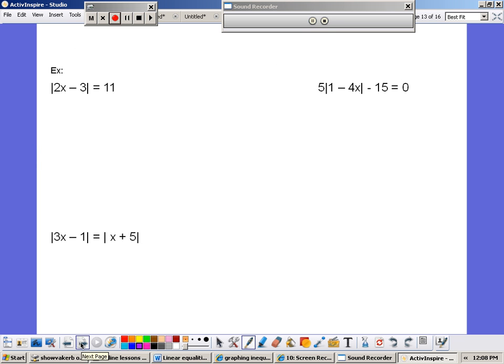The absolute value is already by itself, so I split it in half. I write 2x minus 3 equals 11, and 2x minus 3 equals negative 11. I move the 3, and I divide by 2, and x is 7. I move the 3, I divide by 2, and x is negative 4.